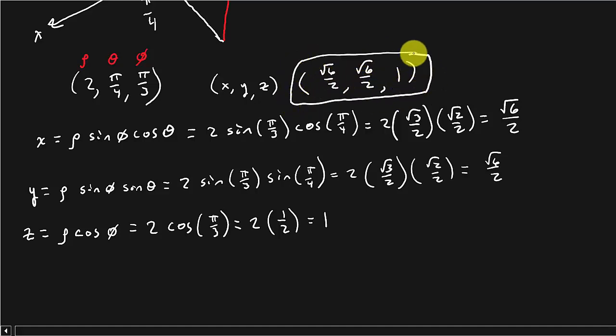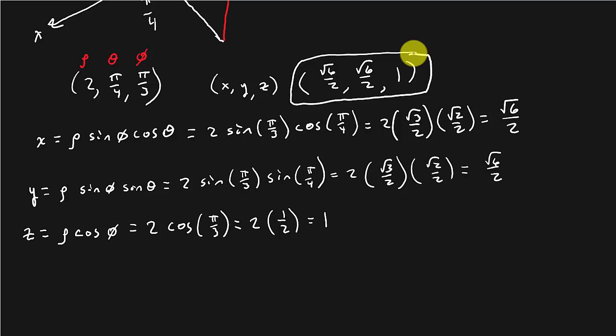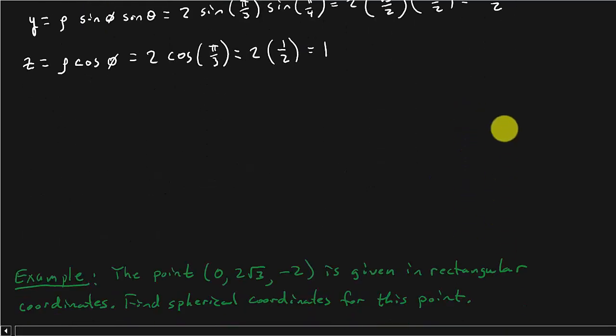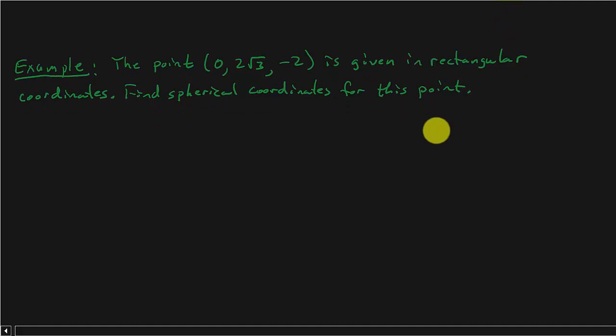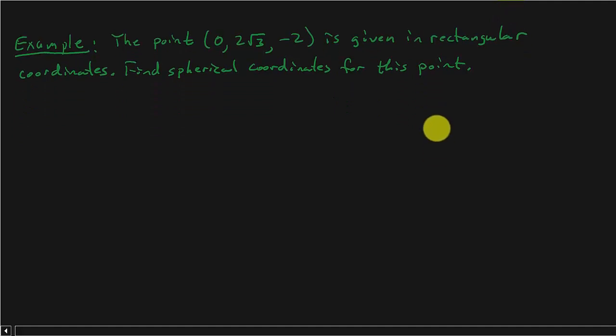All right. So there you have it. So that's not too bad. Pretty easy. All right, so let's look at our next example. It says the point (0, 2 square root of 3, negative 2) is given in rectangular coordinates. Find the spherical coordinates for this point. So we're going the other way with it now.